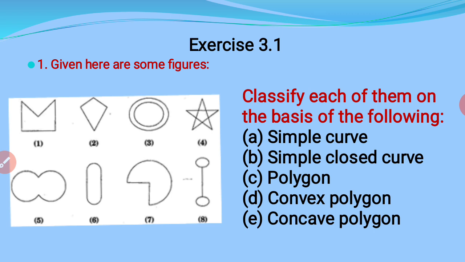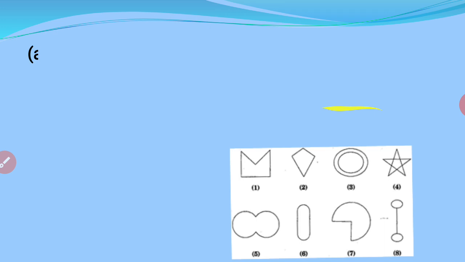Here, the first question of exercise 3.1 goes as: classify each of the given figures on the basis of the following. So, 8 figures are given to you and you are supposed to classify them on various bases. Let us start with the first one, that is simple curve. Now we have to locate the simple curve out of all these 8 figures.